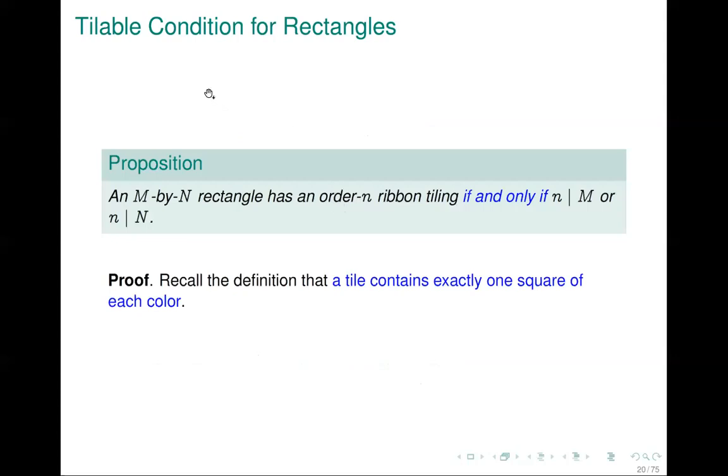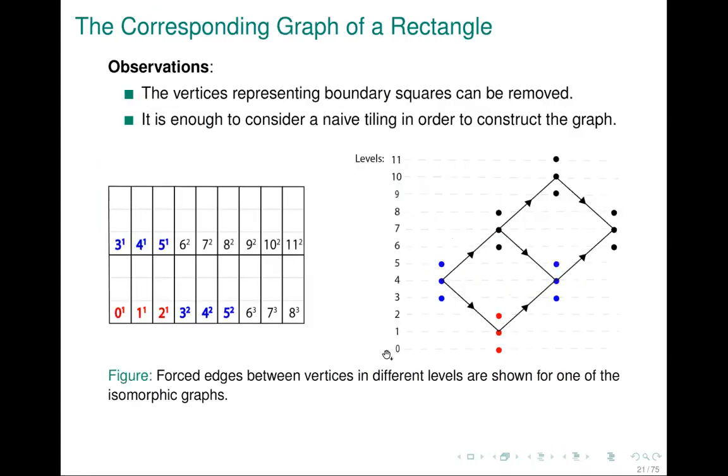But before everything, the first thing is the tileable condition for rectangles. Any questions? Okay, no question. So let me go on. For an m by n rectangle, there exists a ribbon tiling if and only if n can be divided by capital N or m can be divided by capital N. This is not difficult. It can be shown using the definition of ribbon tiles. Using this definition, you can count the colors of the region, and you can show this. All right. Before I go on, do you have a question or not? No.